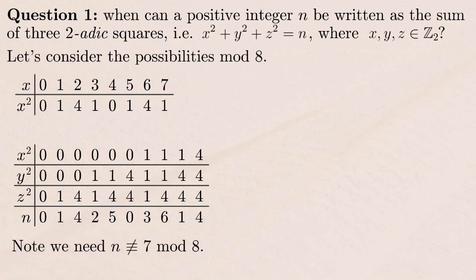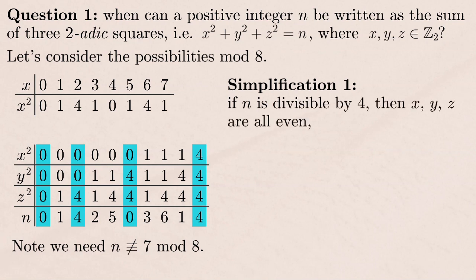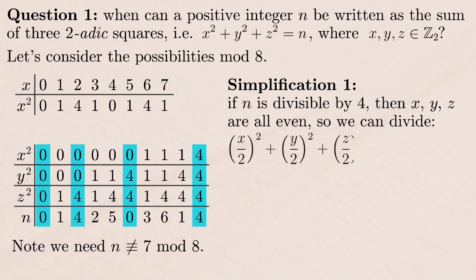Okay. What about in the other cases? Well, let's impose a series of simplifications. Firstly, if n is divisible by 4, in other words, it's 0 or 4 mod 8, then it lies in one of these columns. And notice that in all of these cases, x, y, and z are all even. So dividing the whole equation by 4 gives us x over 2 squared plus y over 2 squared plus z over 2 squared equals n over 4.